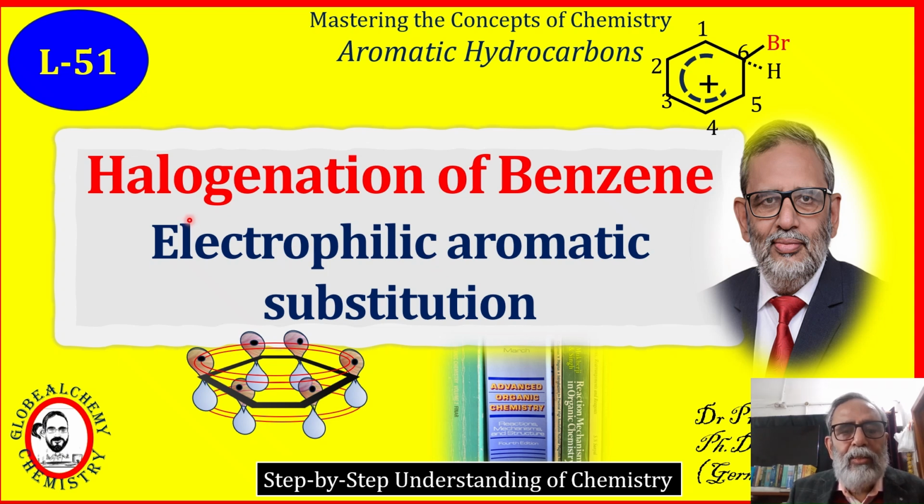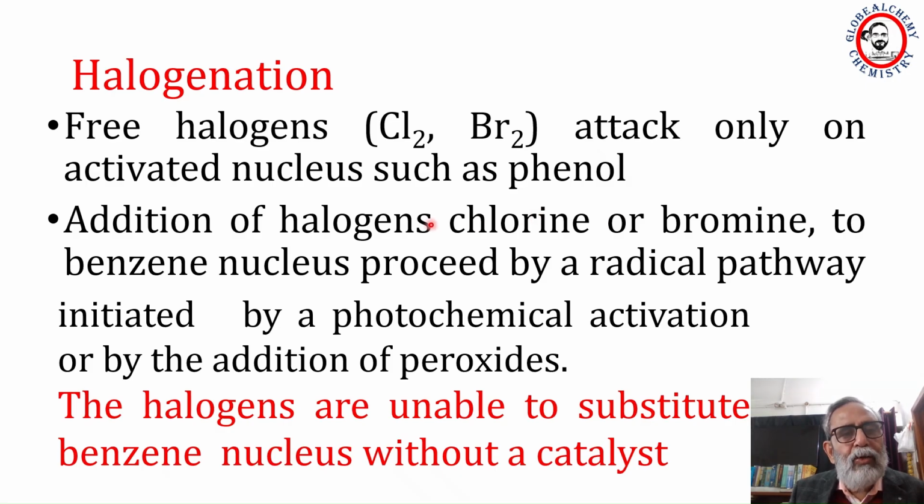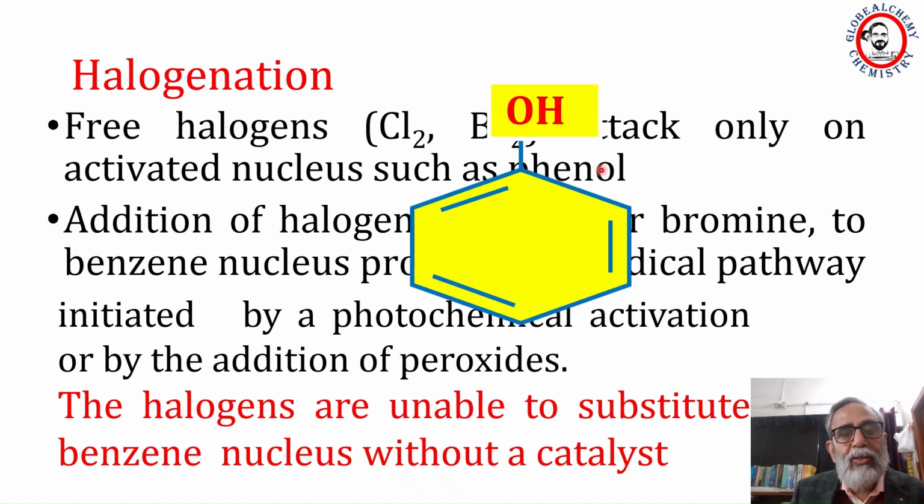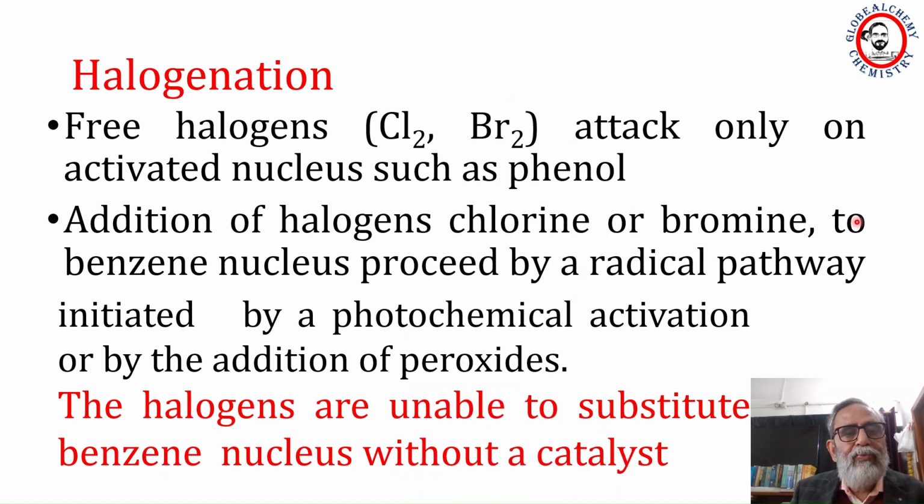Hello students, today we will discuss halogenation of benzene, that is an electrophilic aromatic substitution. In halogenation, free halogens can attack only an activated nucleus such as phenol, that is, without a catalyst, because here the phenolic hydroxyl group can activate the benzene nucleus.